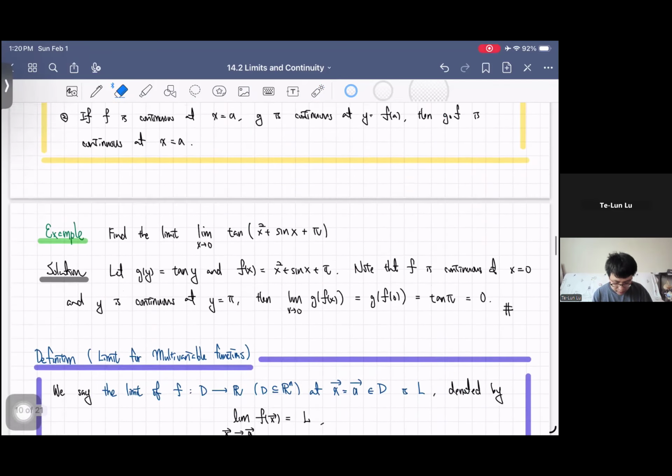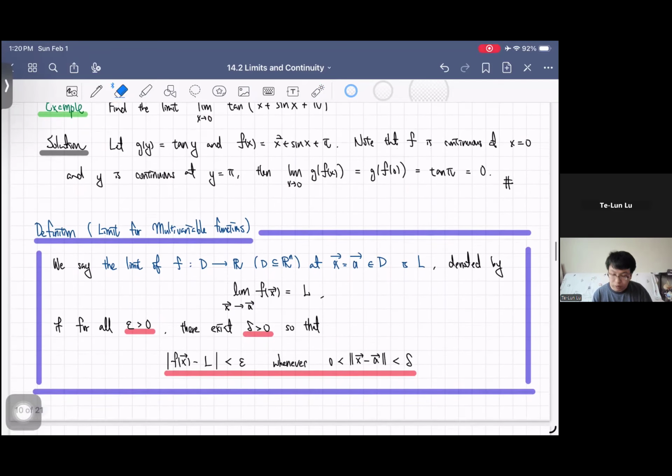Okay, I think that's all. I will see you guys in the next video to introduce the limit of multivariable functions, which is a lot similar to the single variable function, but needs a bit more treatment. So see you guys.